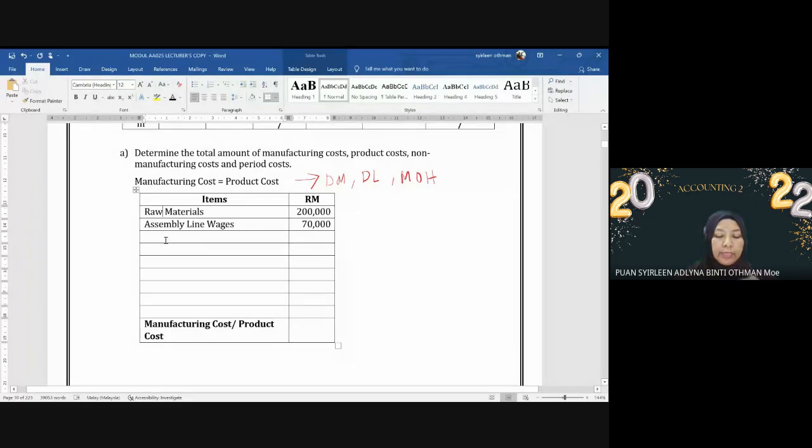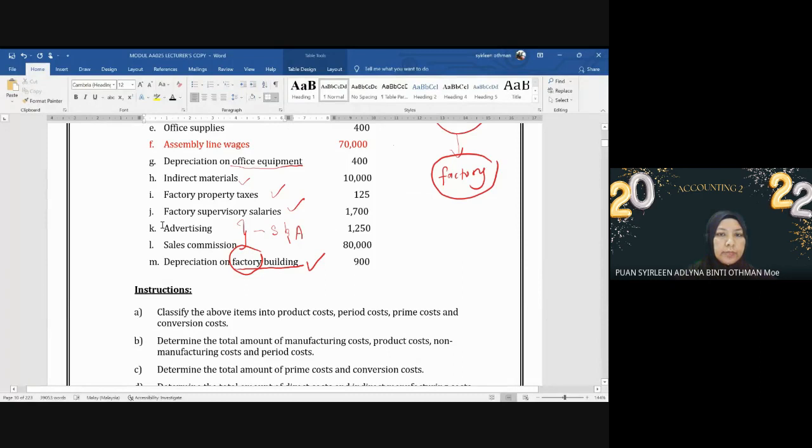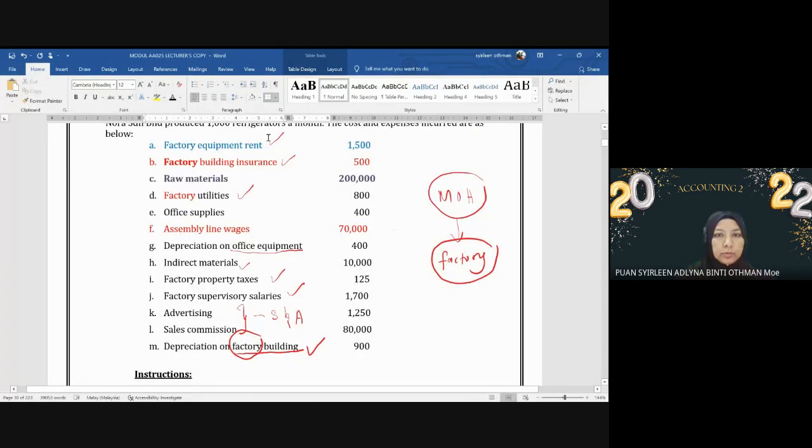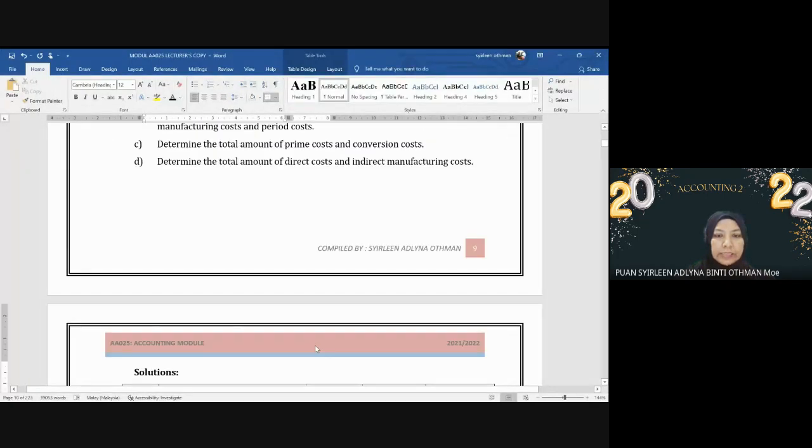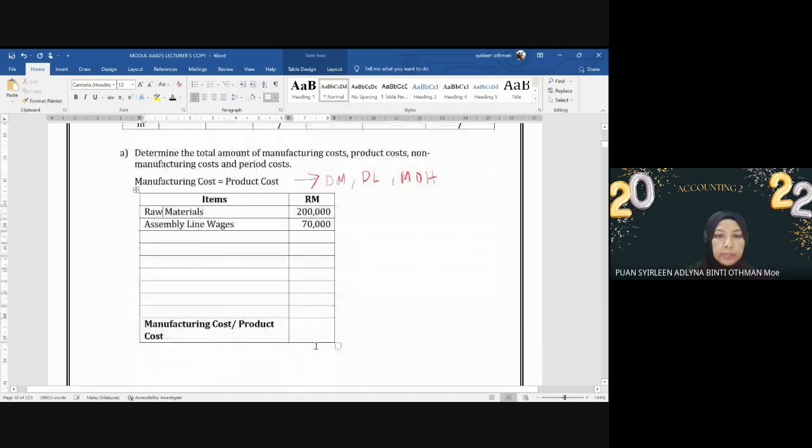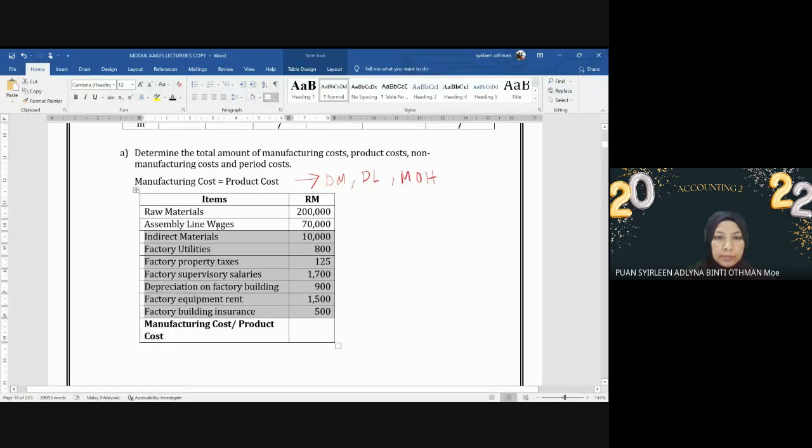Alright, so my MOH tadi, I go back to the question, ya. My MOH tadi, saya ada 1, 2, 3, 4, 5, 6, 7. I have 7 items there. So you just list down everything. For your MOH, you have 7 items here, which is your indirect materials, factory utilities, factory property taxes, factory supervisory salaries. Yang ni merujuk pada supervisor kilang. Depreciation on factory building, factory equipment rent, factory building insurance. Yang ini ialah jumlah kos pengeluaran ataupun manufacturing cost.